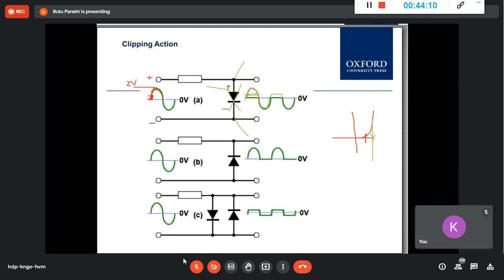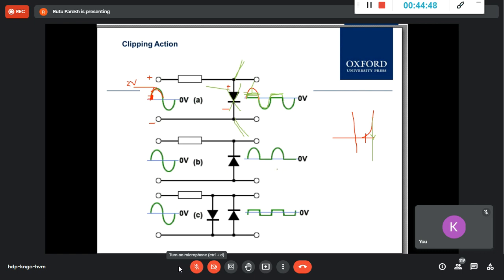It will follow the input up to 0.69, and then it is 0.7, not 0. For 1 volt, it is conducting and the voltage drop is 0.7. If it is 2 volt also, it is conducting and the voltage drop is 0.7 only, your output. This will remain fixed now when it is conducting.